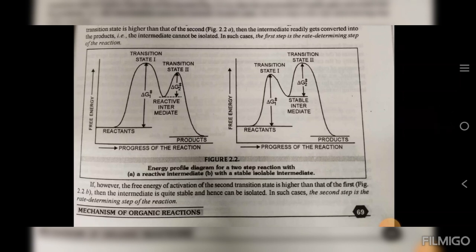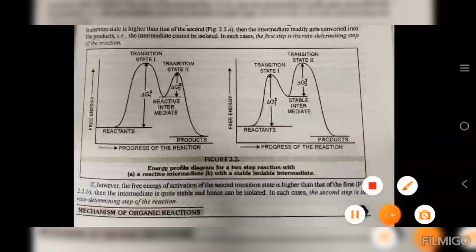Figure 2.2: Energy profile diagram for a two-step reaction with a reactive intermediate, and with a stable isolable intermediate. If, however, the free energy of activation of the second transition state is higher than that of the first, then the intermediate is quite stable and hence can be isolated. In such cases, the second step is the rate determining step of the reaction.